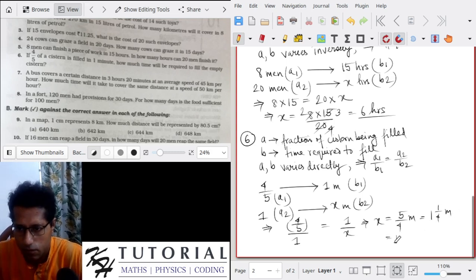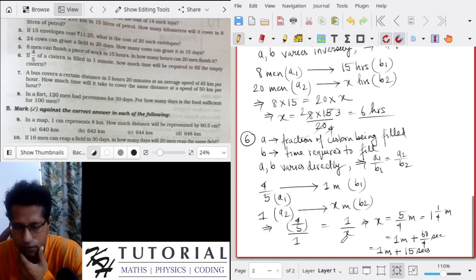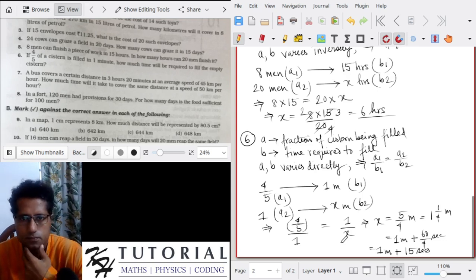This is 1 minute plus 60 by 4 second. So this is 1 minute plus 15 seconds. So 1 minute and 15 seconds it will take to fill the whole cistern, or the empty cistern. It means the same. Okay.